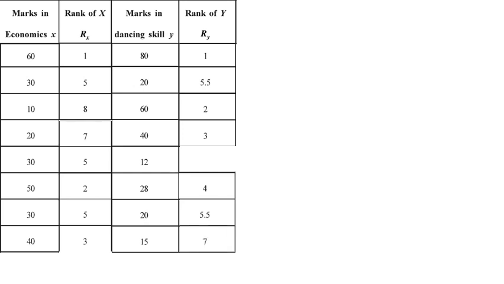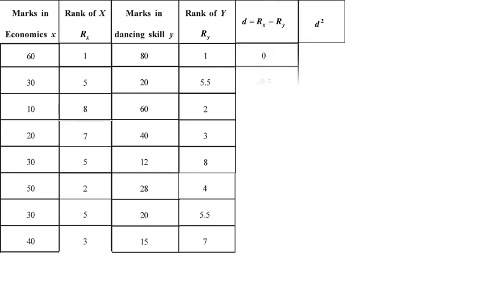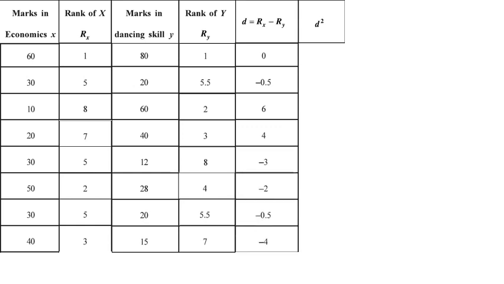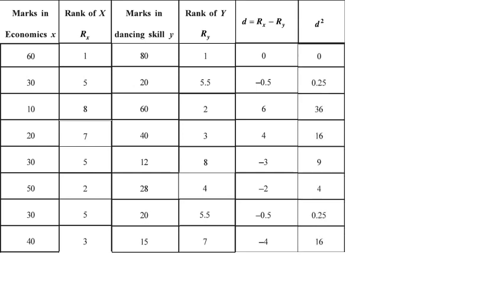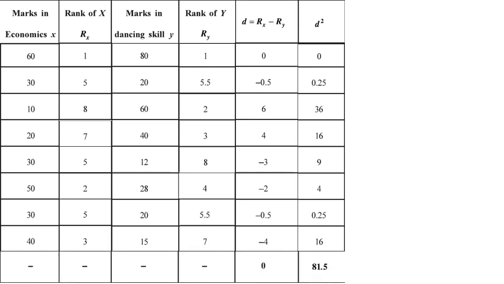Next is 7th given to the 15, and the last is 8th given to the 12. This way you get the Rx and the Ry columns. Once you are done with that, write down the D and D square columns. Find the differences of the Rx and Ry columns. Positive or negative doesn't matter. Make a square of the D column, and once you are done, make a total of the D square column values. That way you get 81.5.